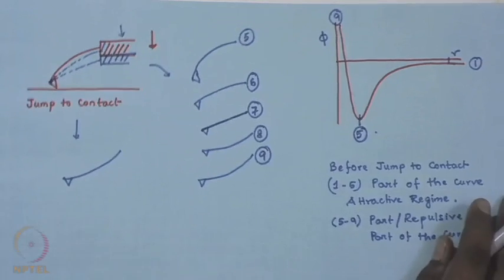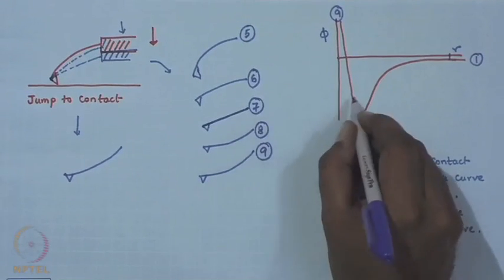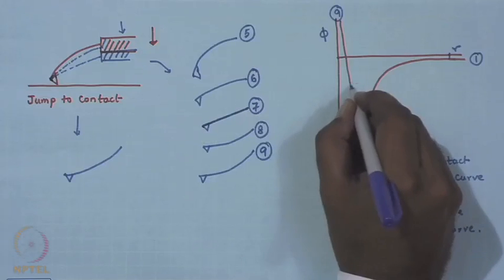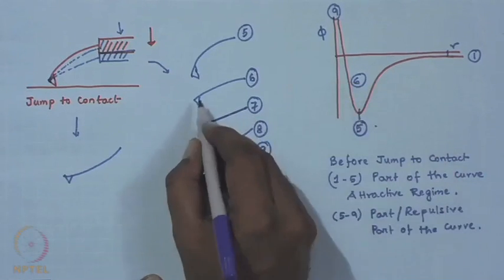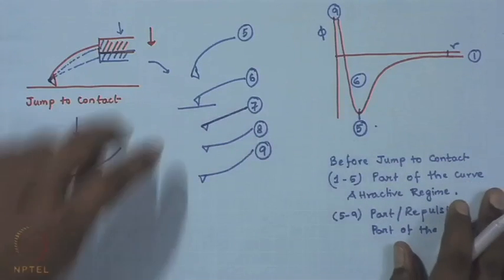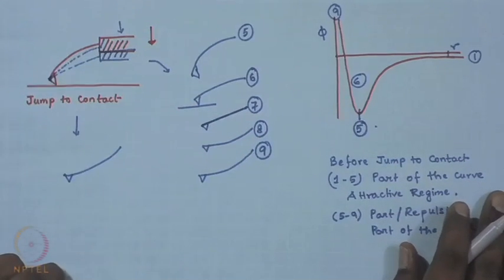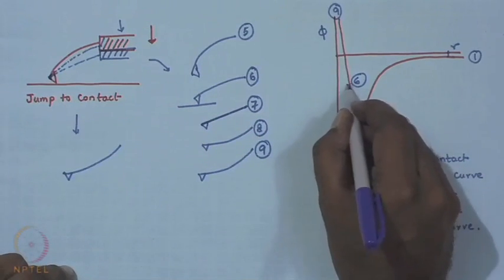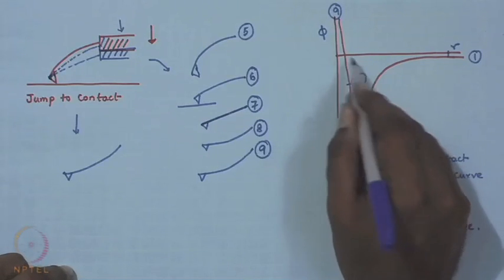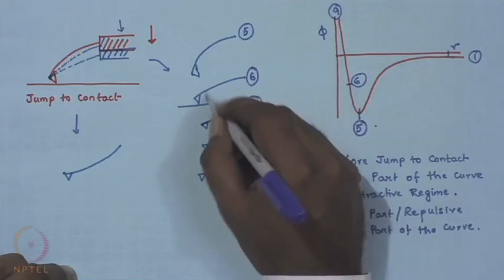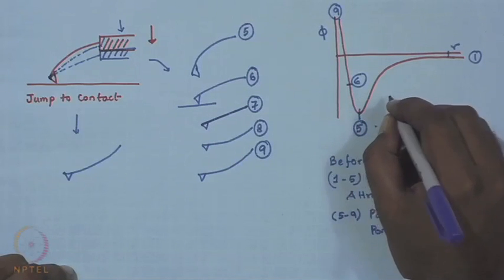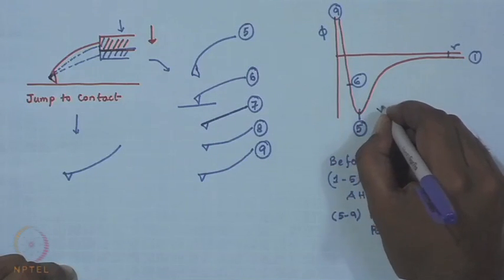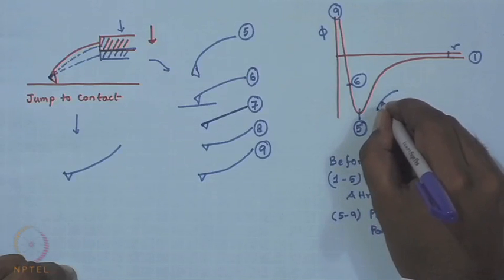Okay. And the interesting thing is, point 6 will be somewhere over here. What is interesting to note is that locally there is now a repulsion, because the tip is already in contact with the surface, but overall, magnitude-wise, you are still in the attractive regime, and therefore the deflection is something like this.